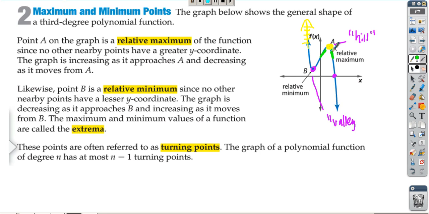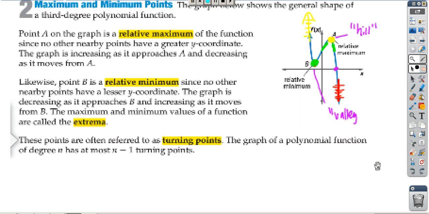Okay, same thing down here. This green point right here, relative to the other points around it, is a minimum point. But it's not the lowest part of the graph because way down here, all these points are lower than that green point. So the green point is a relative min.